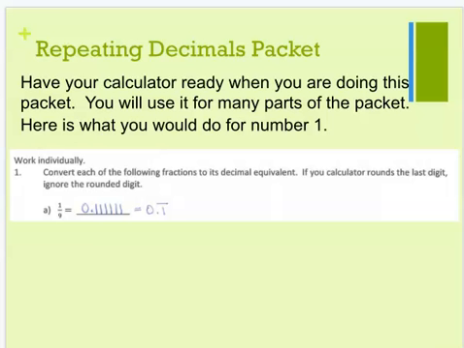So on number 1, it says convert each of the following fractions to its decimal equivalent. You can use a calculator for this part. So if your calculator rounds the last digit, ignore the rounded digit. So here's an example of A, 1/9. If you do that on your calculator, you get a 0, a decimal point, and 1's repeating. So to show the repeat end, you only put 1 to the right of the decimal, and you put a line over that single 1. So now you should be able to do the rest of that.